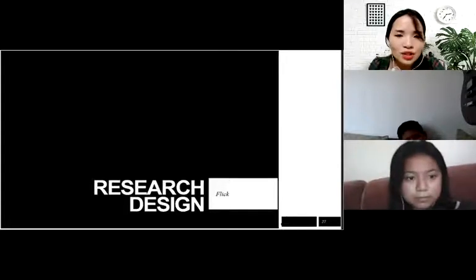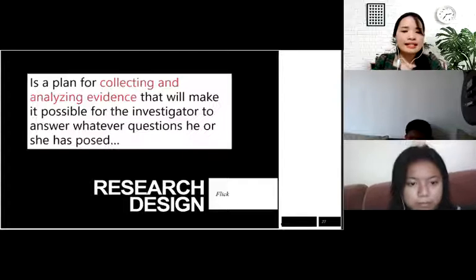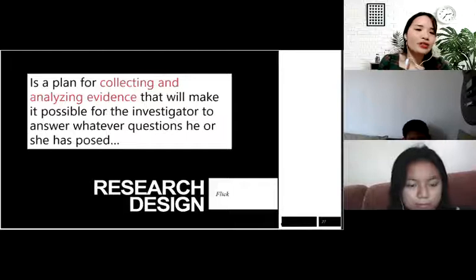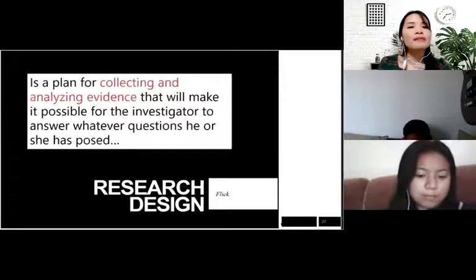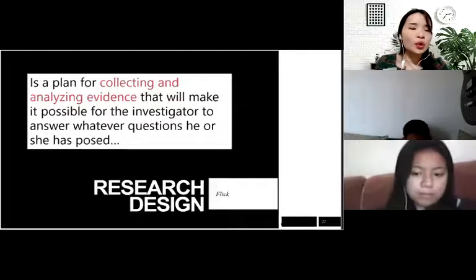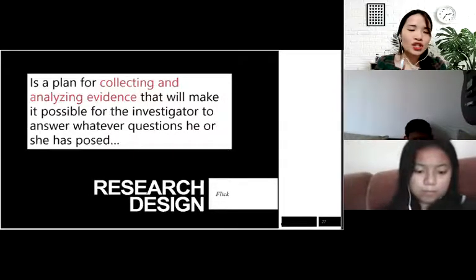Okay, what is a research design? Let me give you this definition. Research design is a plan for collecting and analyzing evidence that will make it possible for the investigator to answer whatever questions he or she has posed.